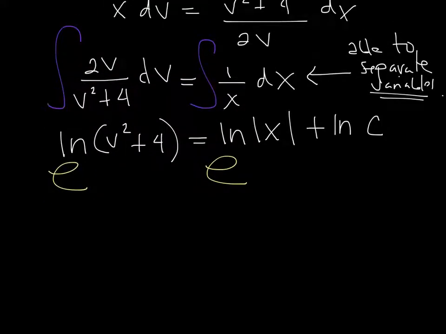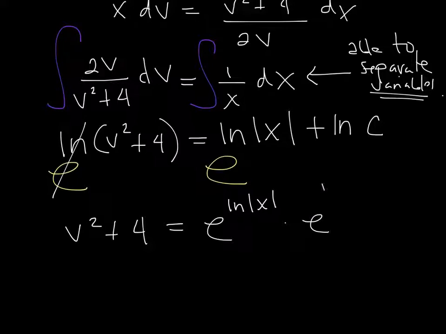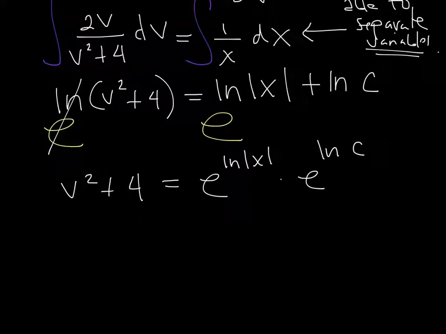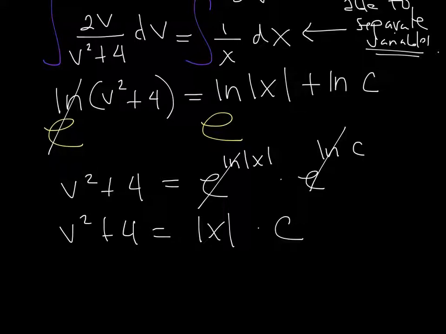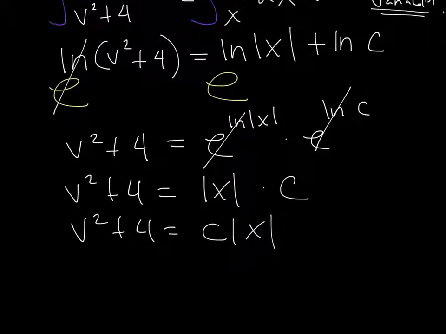And when we exponentiate both sides, these are inverse functions, so we're left with v squared plus 4 equals, and if you want to get technical here, we have e to the ln of c. So we have v squared plus 4 equals the absolute value of x times, e and ln cancel, times c, so eventually you just have c. And so this is just c times the absolute value of x.